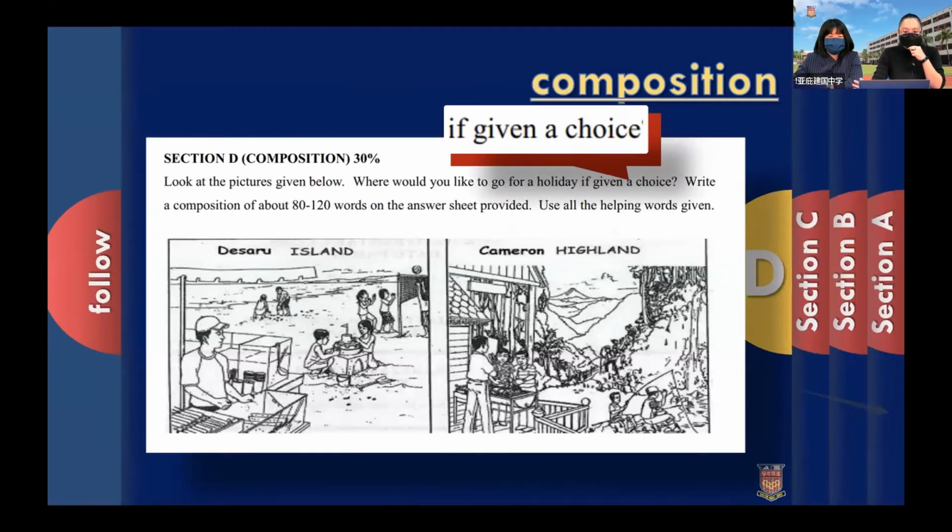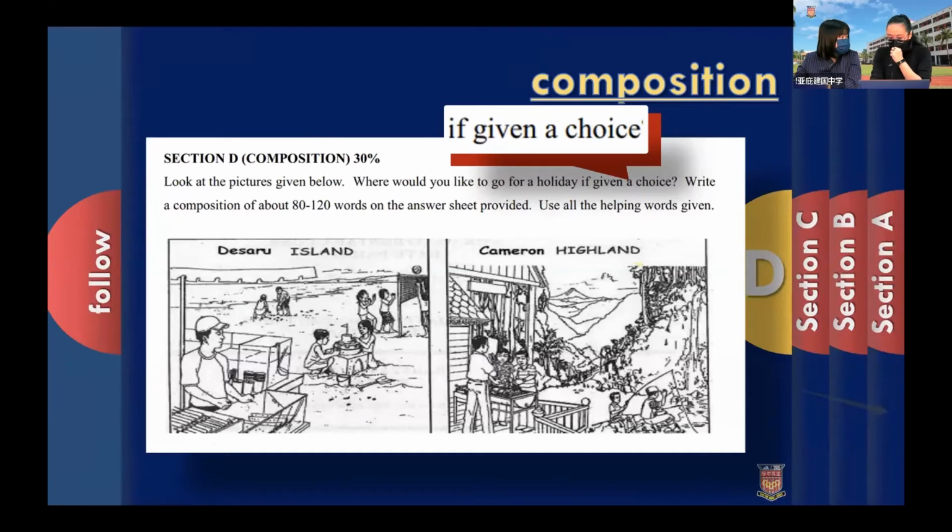Okay, if you are given a choice, so this is the most important keyword. And the other keywords that you might not notice is actually the amount of words. We have 80 to 120 words. So 80 means that you have to write at least 80 words, and 120 words means try not to exceed 120 words. So in between is okay. And if given a choice here, it's actually the main thing. Why is it important?